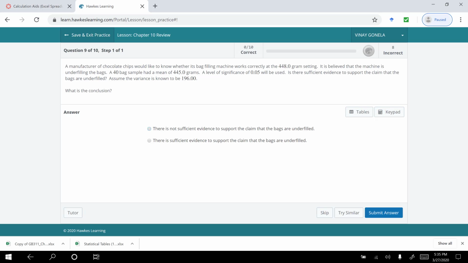And then a 40 bag sample has a mean of 445. A level of significance of 0.05 will be used. Is there sufficient evidence to support the claim that the bags are underfilled? Assume the variance to be 196.